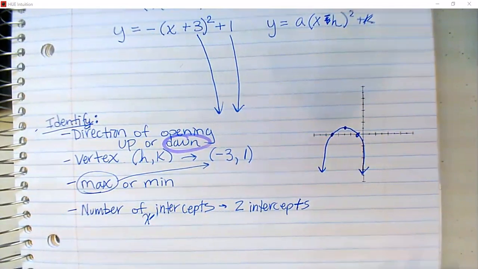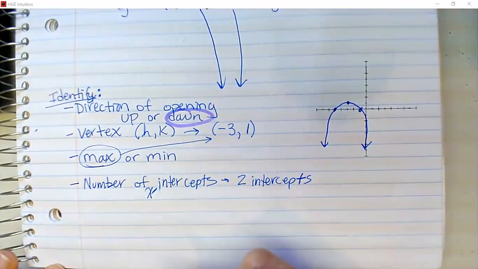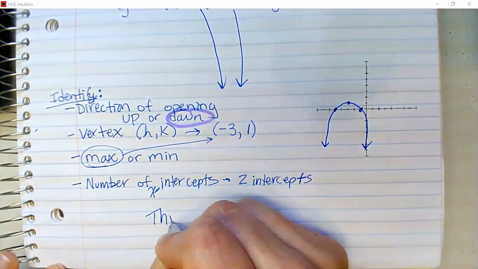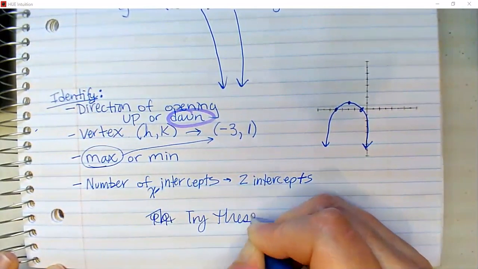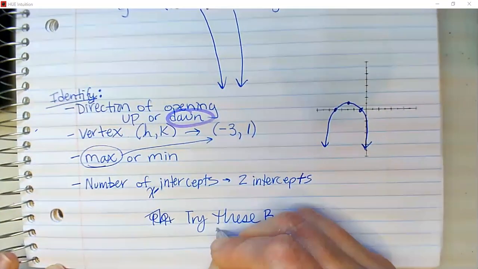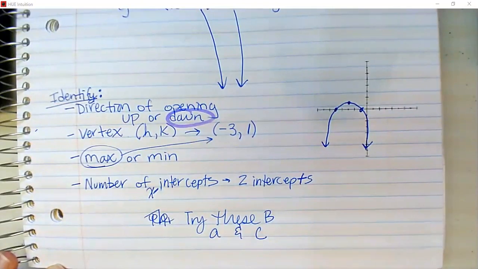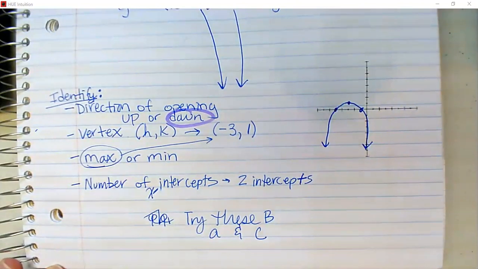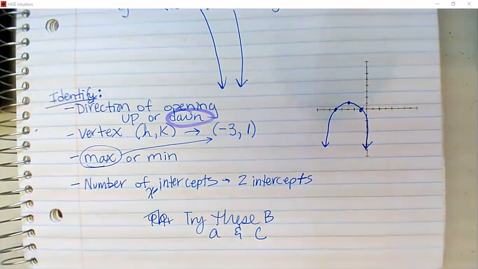Okay, all right, next thing I want you to do is try these. I want you to do A and C, all right? And I will have worked examples for you. It's just going to be a picture of my work, and you can pull it up and check your work to see how you did on those.